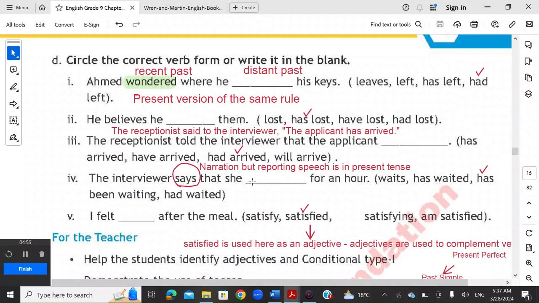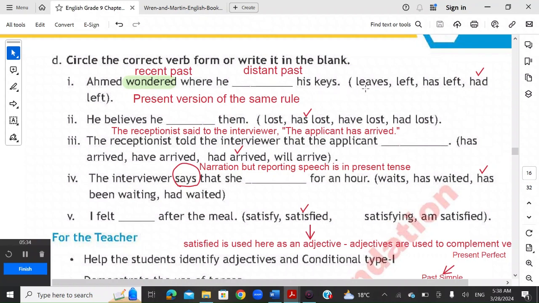Circle the correct verb form or write it in the blank. Now see, Ahmed wondered where he dash his keys. Now you see it is happening in the distant past. So it means that he left his keys before this moment. Hence, we use past perfect tense, which is more distant than this past. So the correct answer will be: Ahmed wondered where he had left his keys.